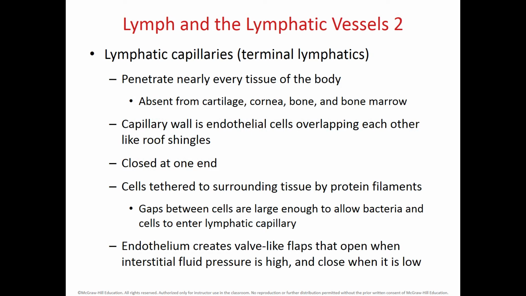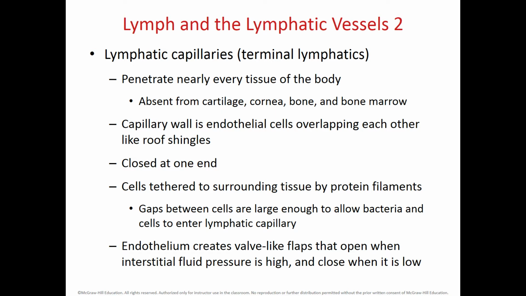Another name for the lymphatic vessels is lymphatic capillaries or terminal lymphatics. They are found everywhere in our body, just as the capillaries of the circulatory system are, and as with these capillaries of the circulatory system, these lymphatic capillaries are not found in cartilage, cornea, bone, and bone marrow.